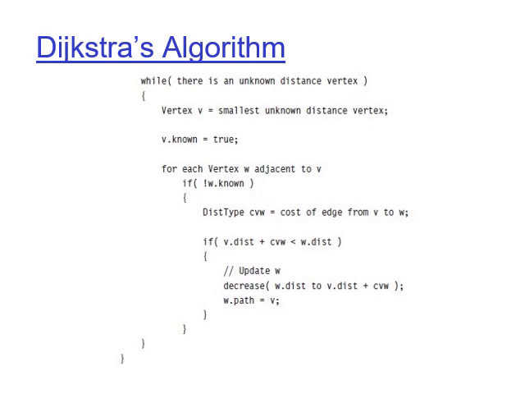So there's a while loop: while there is an unknown distance vertex, right? The while loop will keep on working as long as we have unknown vertices. As soon as all the vertices become known, the while loop will terminate and we will come out of our Dijkstra's algorithm. Then in the while loop we see vertex v is equal to the smallest unknown distance vertex.